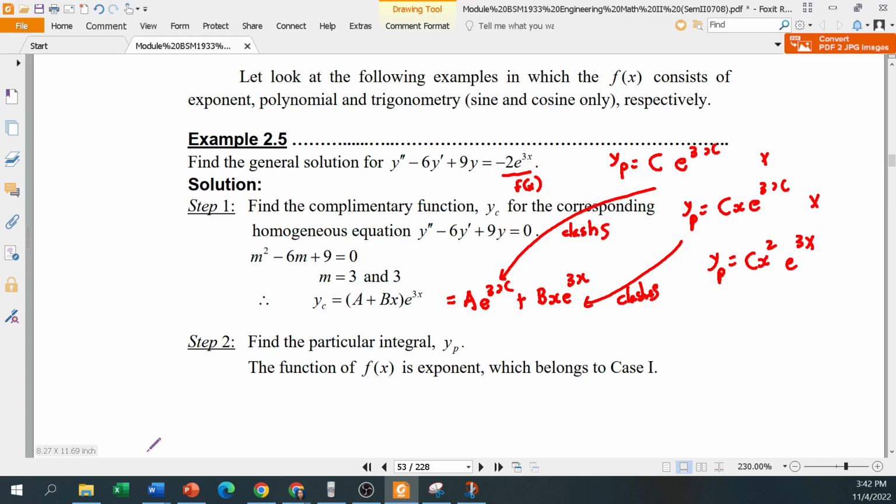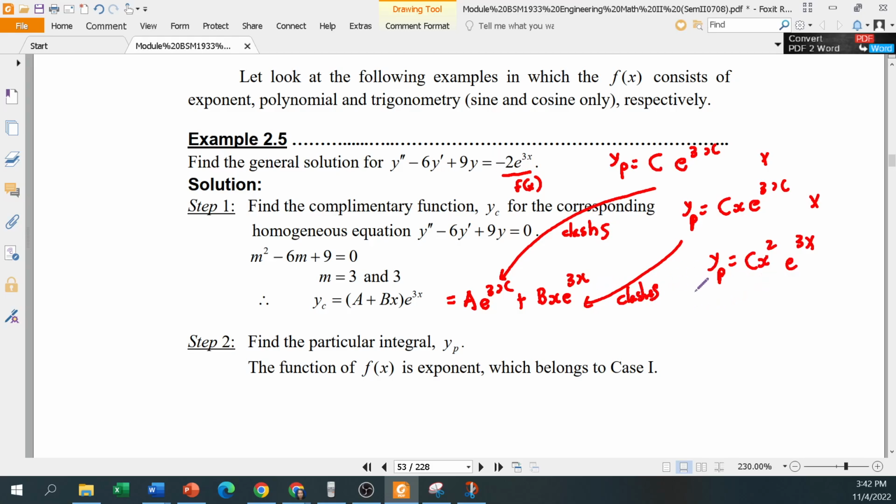So is it clear? For this example, that's what we mean by clash. C e^3x clashes with the first term, the a term. If you multiply by x, it still clashes with b x e^3x. So you multiply by x one more time, so the total is c x squared e^3x.